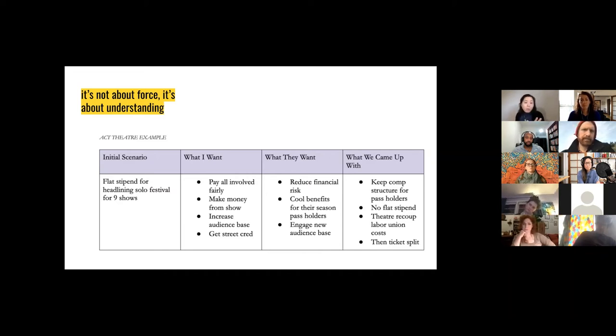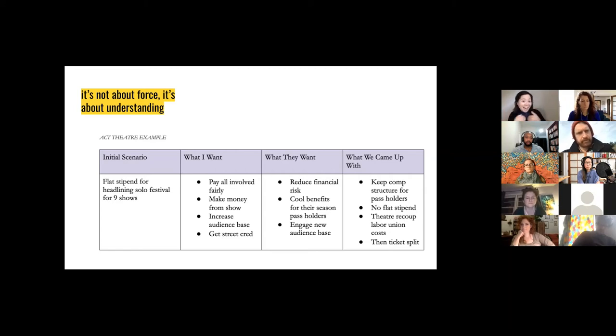And then they said, oh, and one more thing. We have this thing called season passes, and those people already bought this package in advance. So you as an artist would get like $5 per ticket if they're a season pass holder. And I was like, okay. So now I'm starting to think about the financial model of how they're calculating what my stipend is. But they said, we really want to showcase your story and have this new audience base. So we really want to have you. And I said, okay. So what did we come up with?